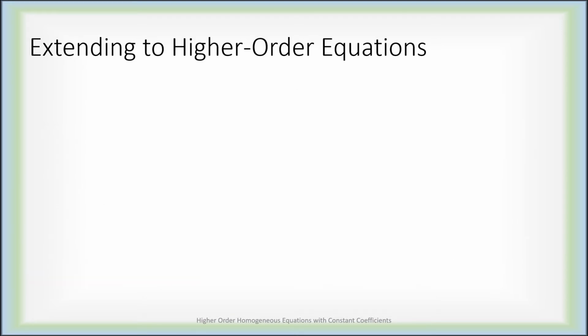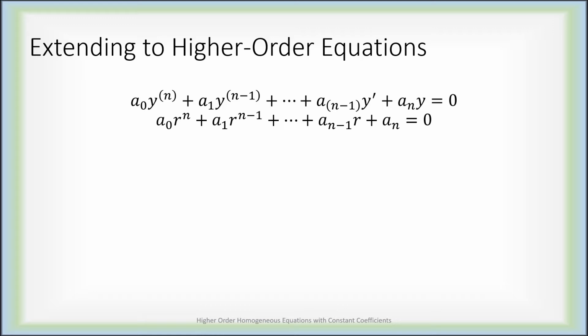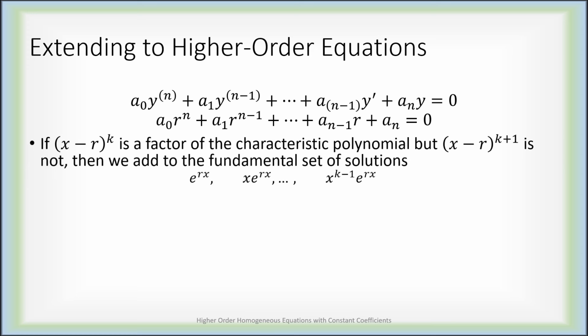So let's discuss how to generalize those ideas of factors of the characteristic polynomial to higher order equations. So here is our differential equation, homogeneous linear constant coefficients. We form from it the nth degree characteristic polynomial. If (x minus r) to the k is a factor, but (x minus r) to the k plus 1 is not, so this exponent k refers to the largest power of x minus r that can be factored out of the characteristic polynomial, then we add k distinct functions according to this root r.